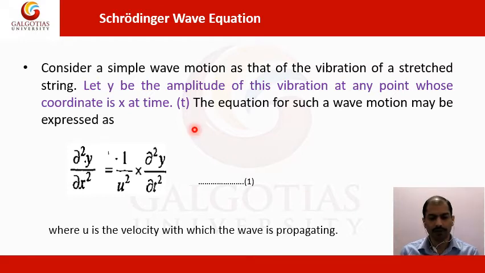Here consider a simple wave motion, such as that of a vibration of a stretched string. Let y be the amplitude of this vibration at any point whose coordinate is x at time t. The equation for such a wave motion may be expressed as del square y upon del x square equal to 1 upon u square into del square y upon del t square. So here u is the velocity with which the wave is propagating.